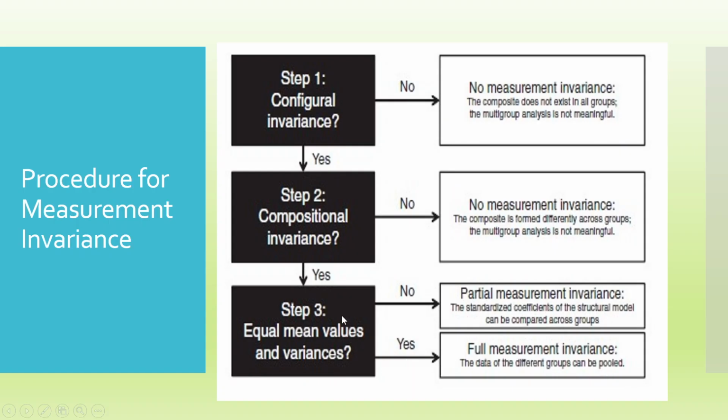Now comes step 3. Are mean values and variances equal? Yes. Then we will say that full measurement invariance is achieved. And it means that it is not necessary to report the separate results. Pooled results can be reported. But if the mean values and variances are not equal, we should go for partial measurement invariance, and we will get the standardized coefficients of the structural model which are to be compared across the groups.